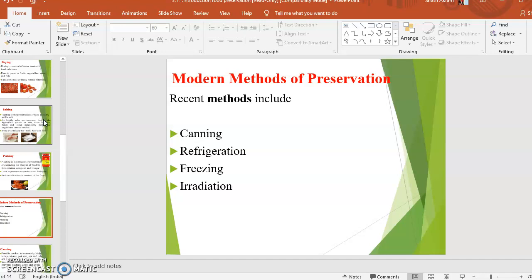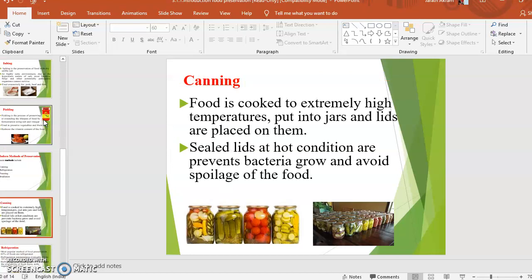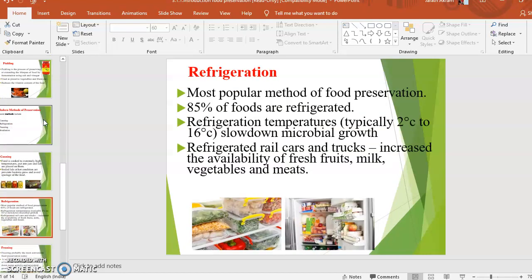The most popular food preservation method is refrigeration. 80% of the food is preserved by this method. In the refrigeration method, temperature is maintained at 2 degrees Celsius to 16 degrees Celsius. This helps to slow down microbial growth. Nowadays, a lot of refrigerated trucks and rail cars are available to carry fresh fruits, vegetables, meat and milk.